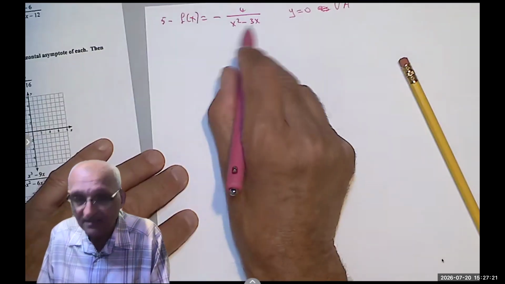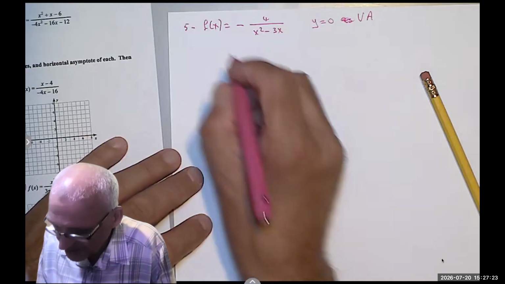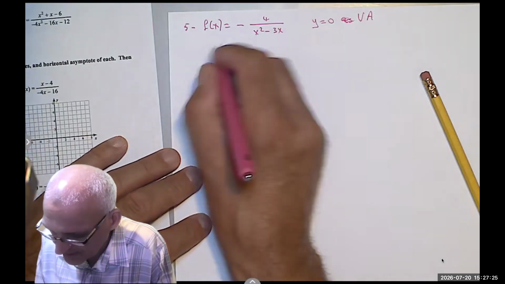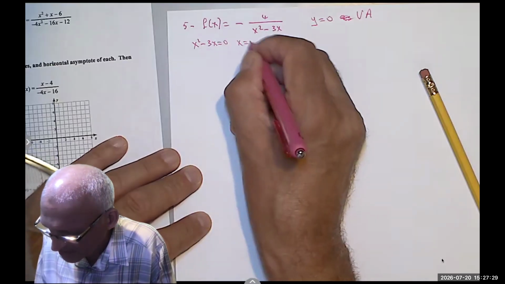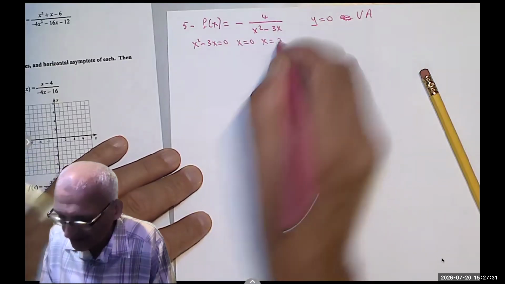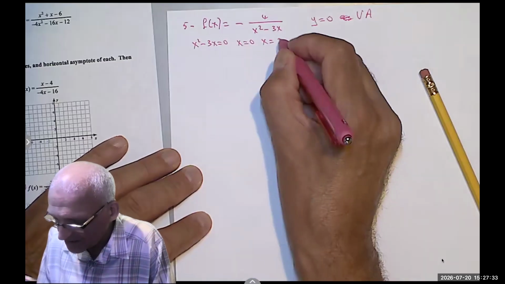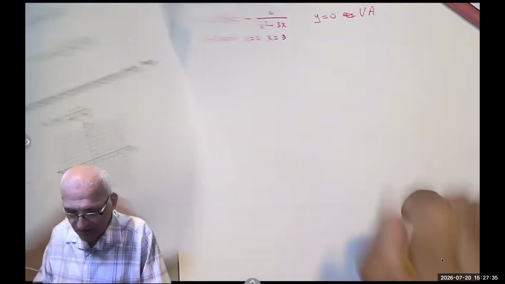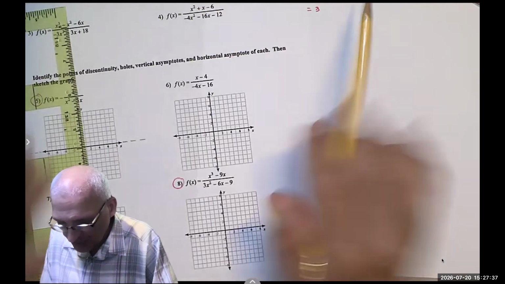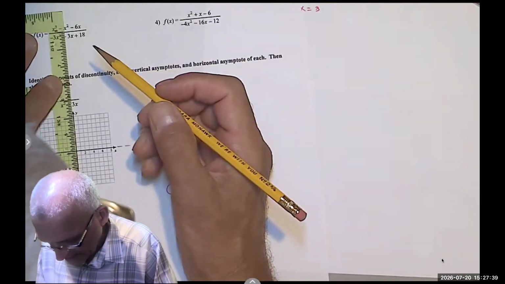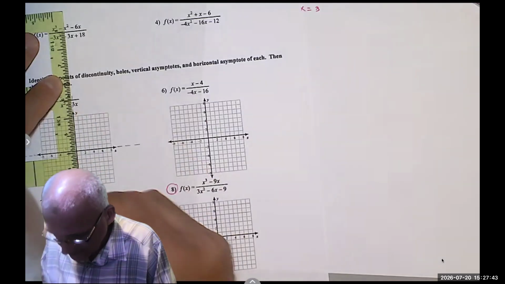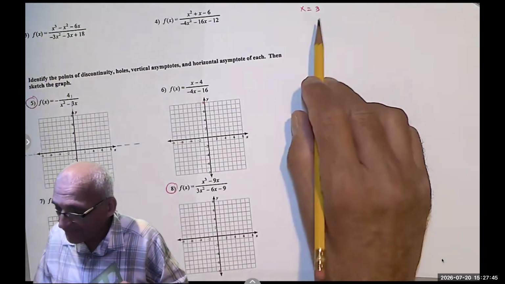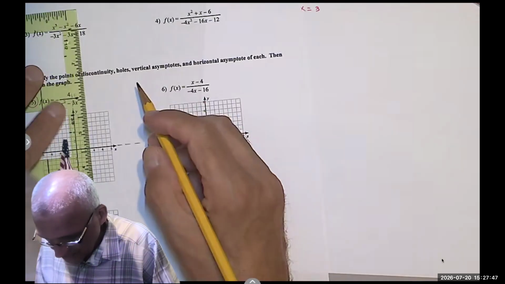Vertical asymptote. What makes the denominator equal 0? So I'm going to set this to 0. x times x minus 3 equals 0, so I get x equals 0 or x equals 3. So x equals 0 is the y-axis, which is an asymptote anyway. And x equals 3 is an asymptote.